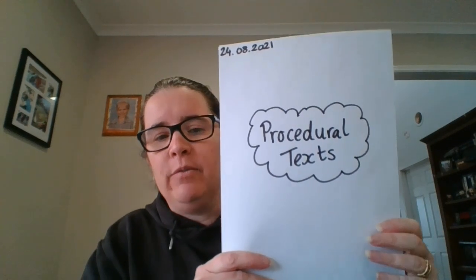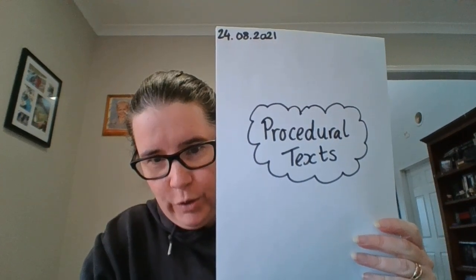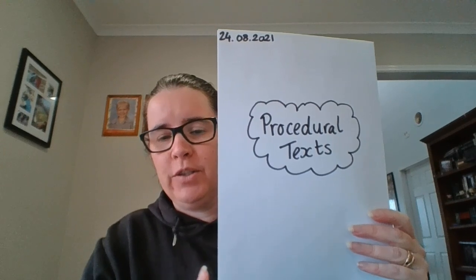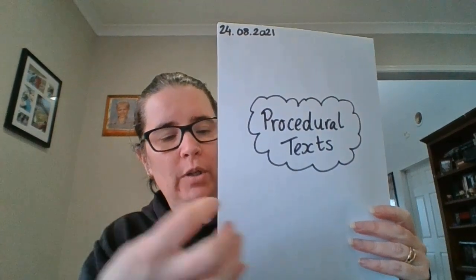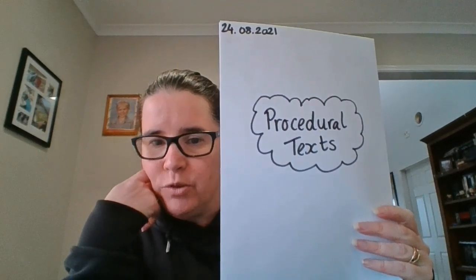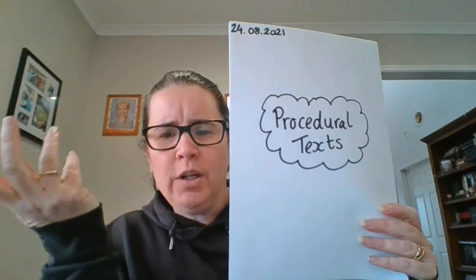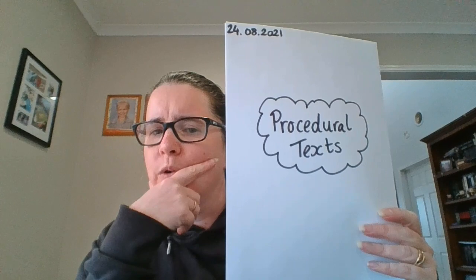Excellent. Now, once you've done this, please do it in a lovely colour, make it look good. And what we're actually going to do, and you can draw them or you could cut them out if you want, we are going to draw some pictures of things that you could write a procedural text about. So close your eyes and have a think. What do we actually use a procedural text for?